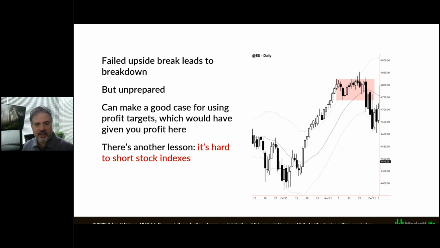Here is a failed upside break that led to a downside break, a lot of volatility. If you used a profit target, this would have been hit. I guess another emerging lesson here is that, and this is very prominent right now in social media, everybody's trying to short stocks, and you certainly can. You can do it very well, but there's a time to do it, and it's difficult to do.